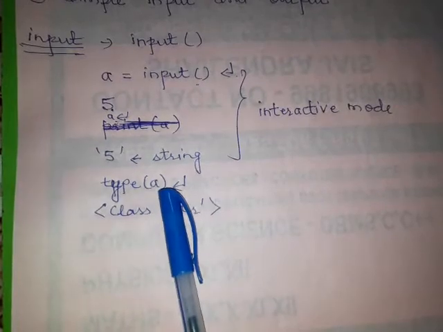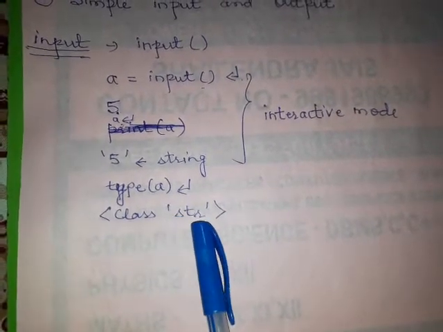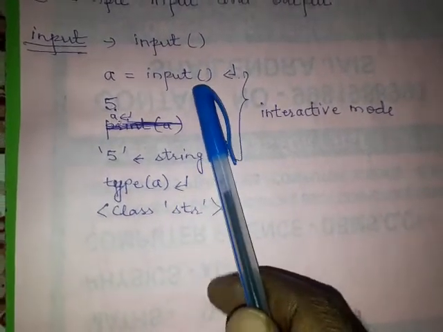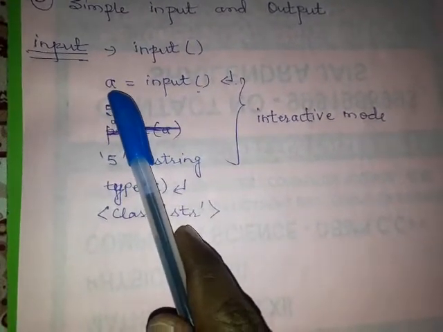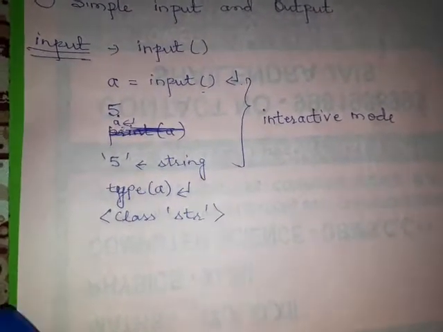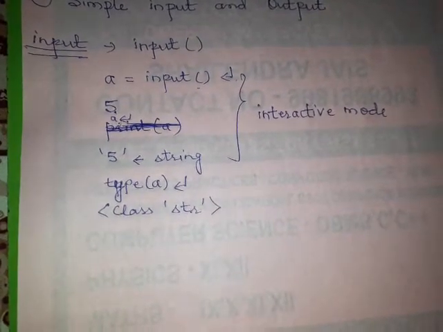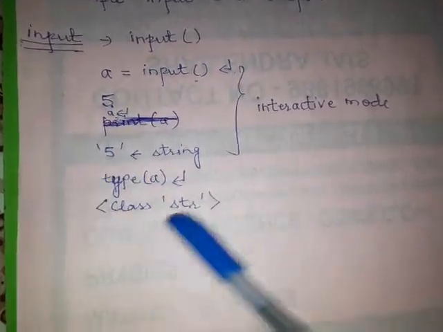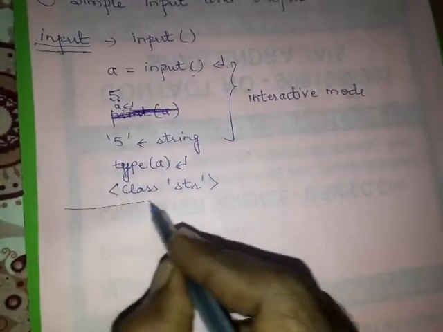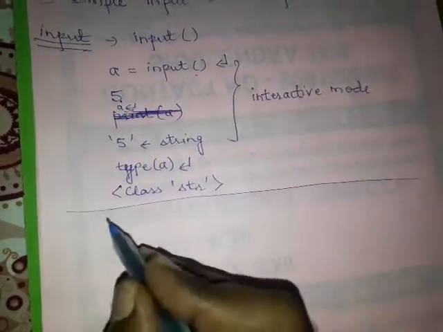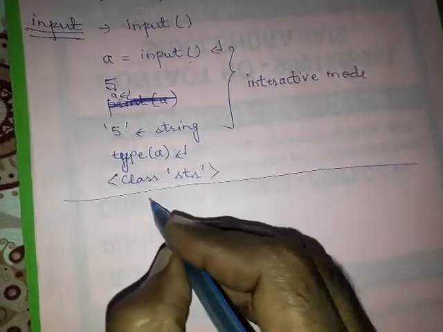Now if you type a, it will give class str. It means this input function assigns the variable a value of type string. The 5 is of string type. Let's see how this will behave. I will explain it with the help of a simple program, and this program you have to write in script mode.